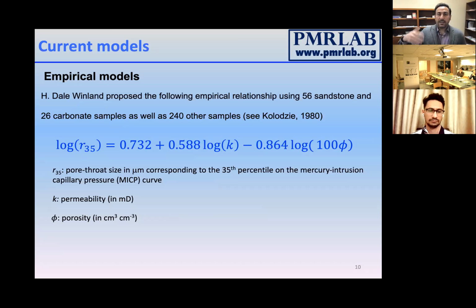he tried to establish a relationship between permeability, porosity, and R35, and that's his empirical equation based on some sandstone and carbonate reservoir rocks, and also some other samples. So he had a pretty big database, mainly conventional reservoir rocks. R35 is the pore throat size corresponding to the 35th percentile on the mercury intrusion capillary pressure, or MICP, curve. K is permeability in millidarcies, and phi is fractional porosity.